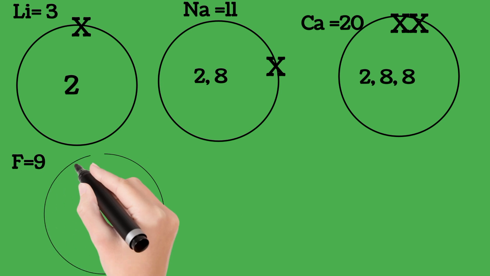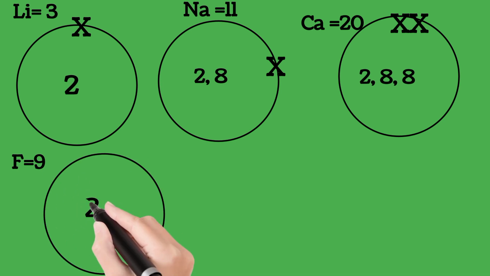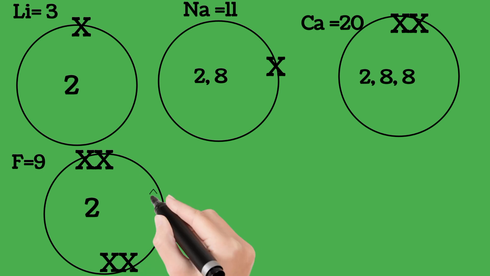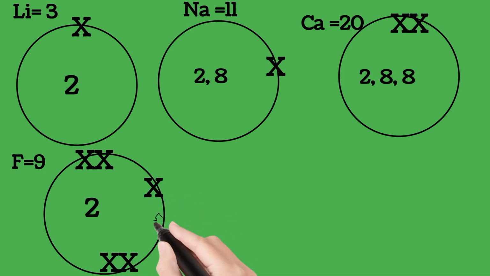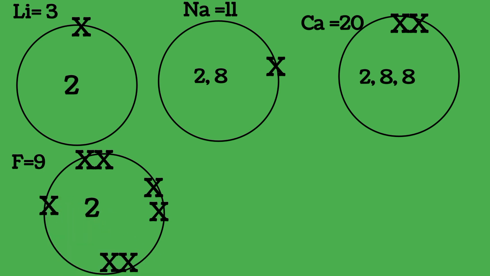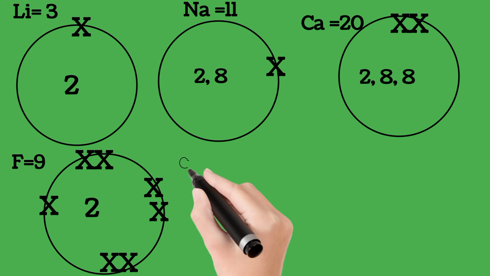Okay, fluorine has 7 electrons in the outermost shell as shown. So instead of giving out these 7 electrons, the energy it will need to give out these 7 will be too much. So fluorine will rather accept 1 electron and attain an octet structure. So when it accepts this 1 electron, it becomes fluorine 1 minus.